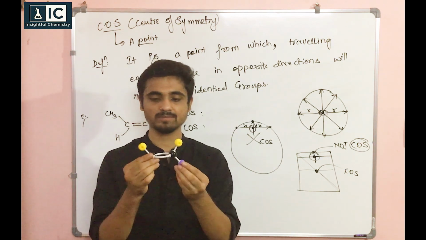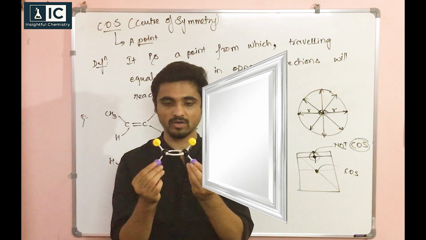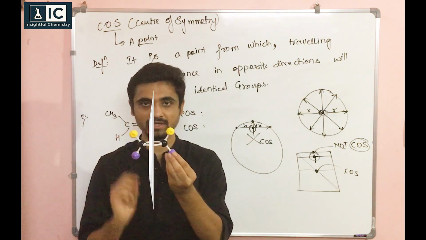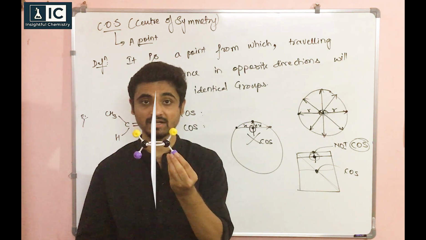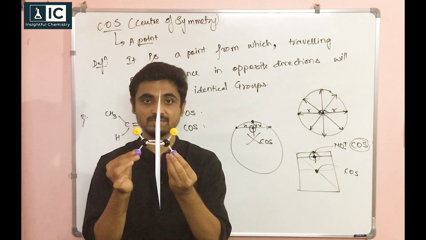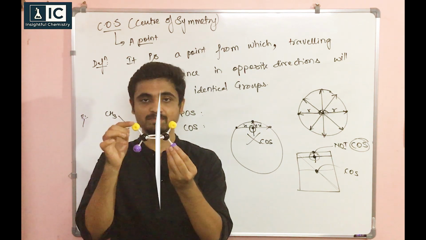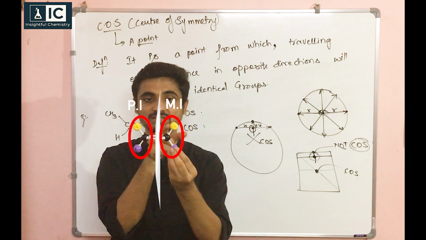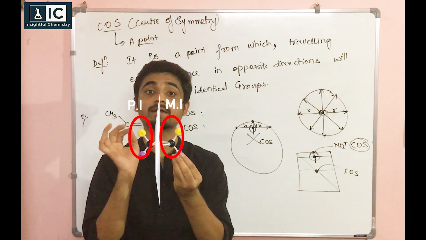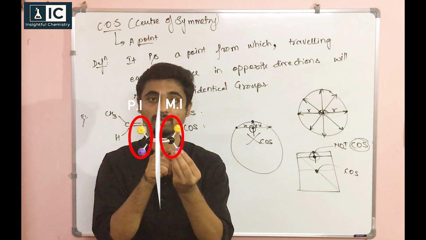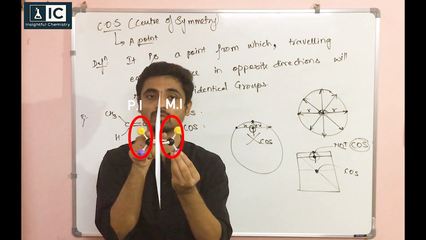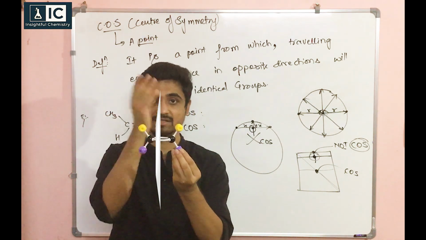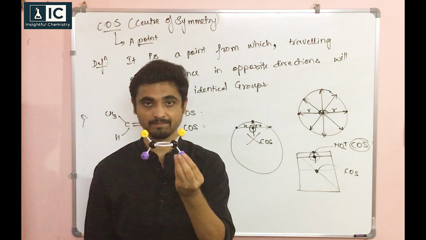Now you imagine this one. Okay, now you imagine a plane in between. Can you see that it is cutting both in equal halves, and if this is the parent image, then yellow is just in front of it, just like a mirror image. This purple to purple, black to black, white bond to white bond. So this is a plane of symmetry.